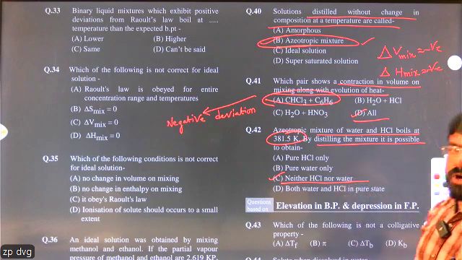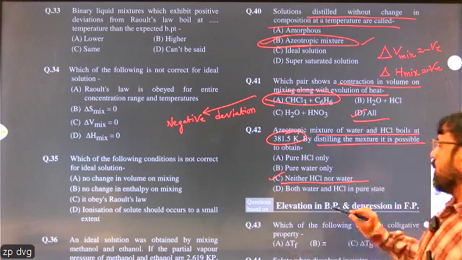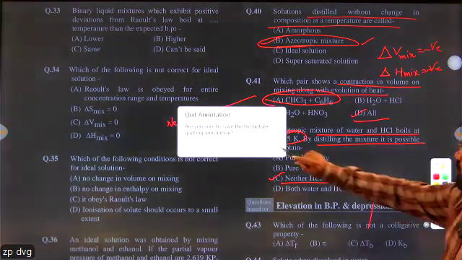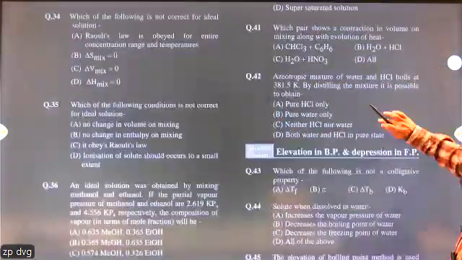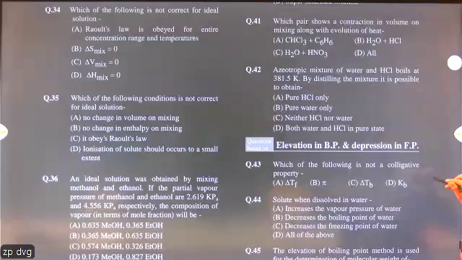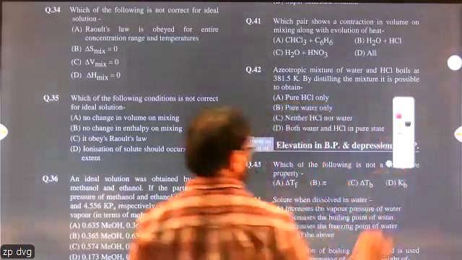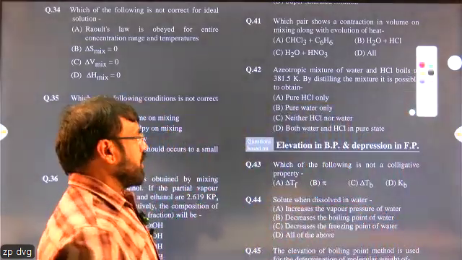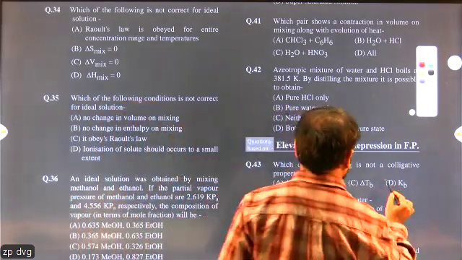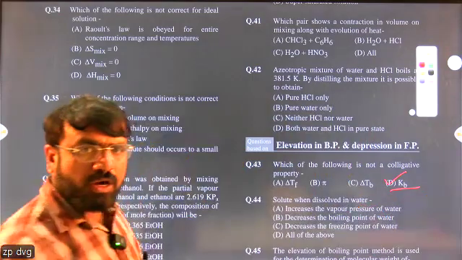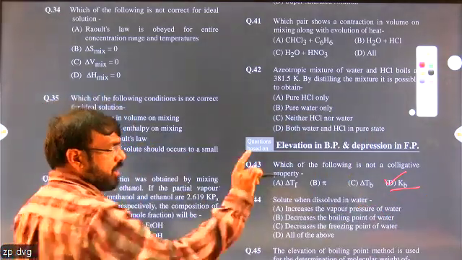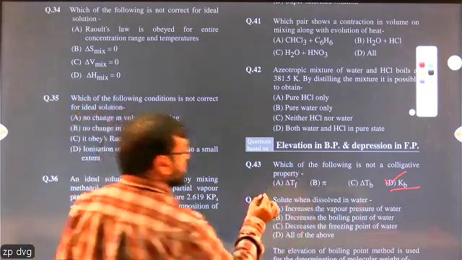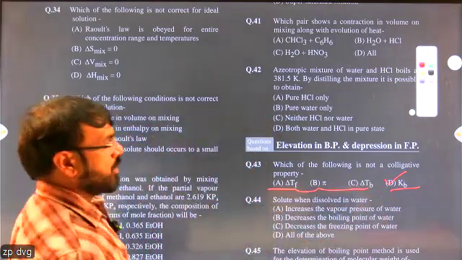Next, question number 43. These are related to elevation in boiling point and depression in freezing point. Question number 43, let us see. Which of the following is not a colligative property? The correct answer: the ebullioscopic constant Kb is not a colligative property. Except that, delta Tf, phi, and delta Tb, these three are colligative properties. Next one.